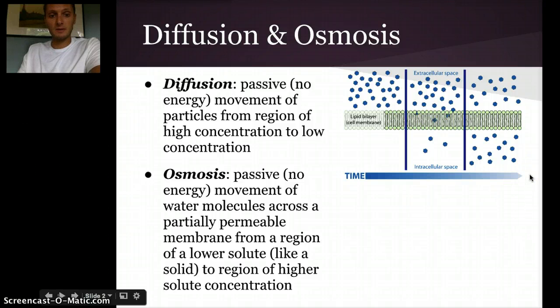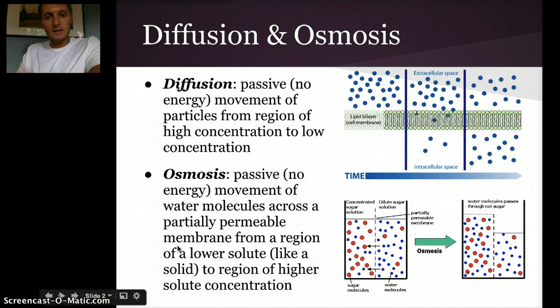Osmosis is very similar. It's also passive, so there's no energy required, and it's the passive movement of specifically water molecules. So in diffusion, we can be talking about any different types of molecules. Osmosis is very specifically pertaining to water molecules. It's the movement of water molecules across a partially permeable membrane from a region of lower solute, like a solid, concentration to a region of higher solute concentration.